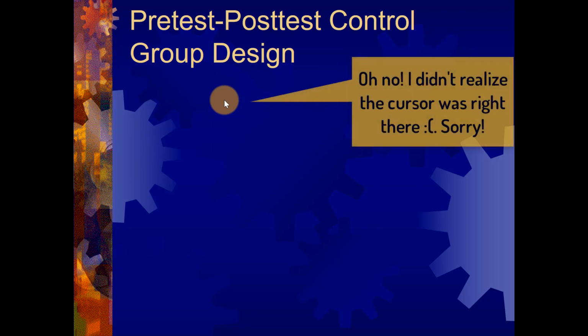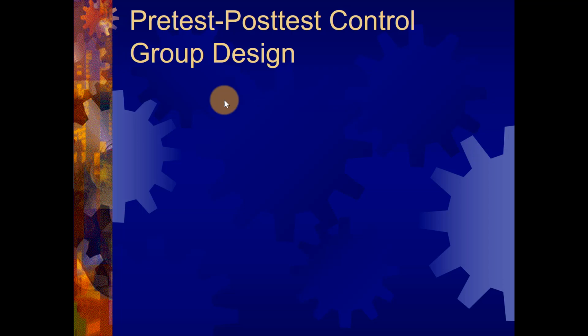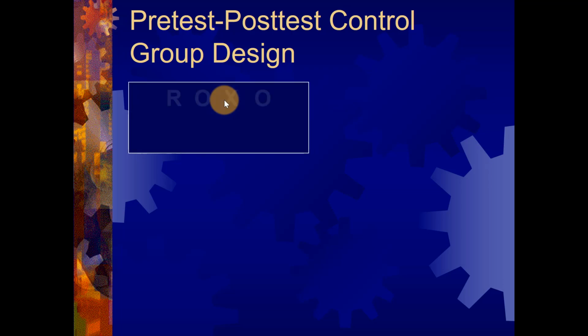Okay. So let's get into the first one, the pretest-posttest control group design. Just as the name suggests, we have two groups, random assignment in both cases. There is a pretest that's given to both groups and a post-test given to both groups. And here we have the control group.